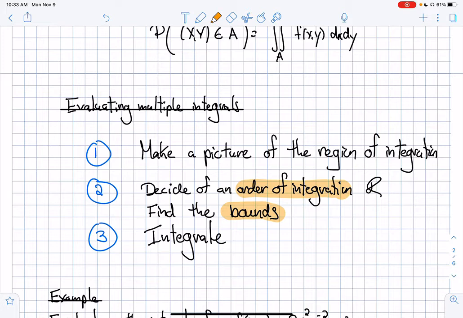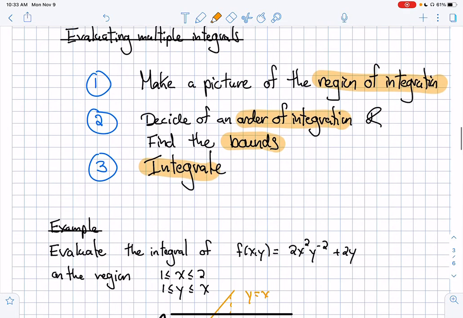It turns out that the order of integration doesn't matter in terms of the answer. You'll get the same answer if your function is smooth. That's called Fubini's theorem. So you can decide whichever way you want to integrate. Sometimes there's a direction that is easier than others. We'll see examples. And number 3 is just integrate. You integrate exactly like in R, one integral at a time. So it's like doing two one-dimensional integrals.